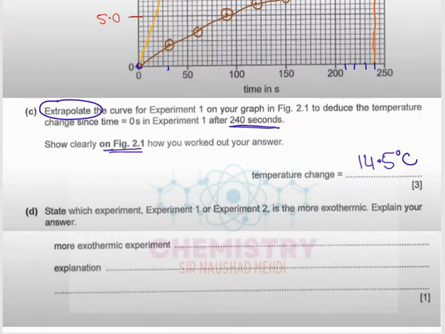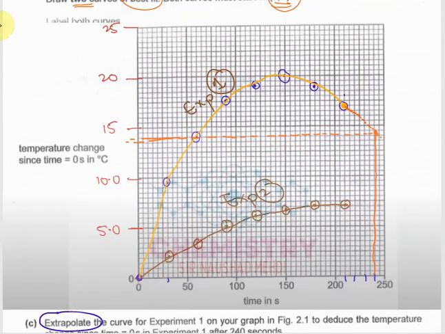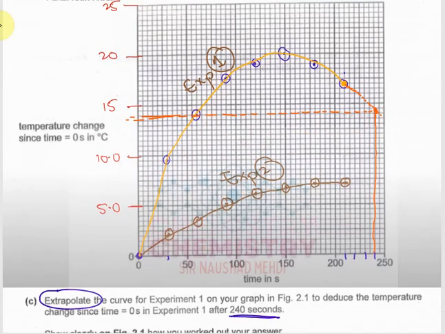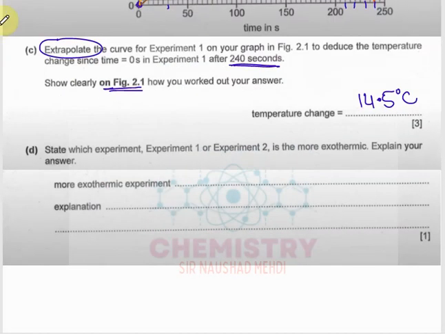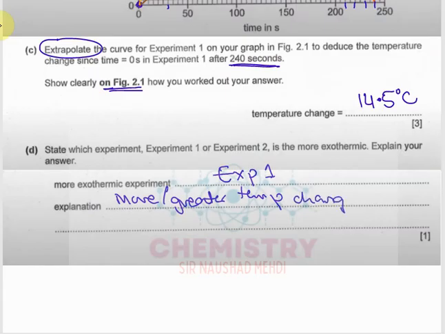So here you can see that if we look at both the graphs, in experiment number 1 we have a large temperature change. Okay, we have a huge temperature change. It means that it has released more energy, so it would be more exothermic. Okay, so it's very simple: experiment number 1. And what is the reason? Because there is a greater temperature change due to more release of heat energy.